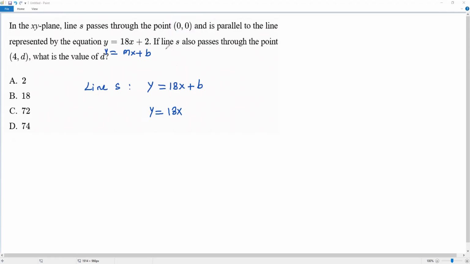Let's consider the information we have over here. That is, line S also passes through the point (4, d). Since line S passes through this point (4, d), we can plug in this x-coordinate 4 for x over here and y-coordinate d for y over here. Then we have d = 18 times 4. d = 18 times 4 is 72. Here I got the value of d, that is 72. I find 72 in answer choice C. The correct answer choice for this question is C.